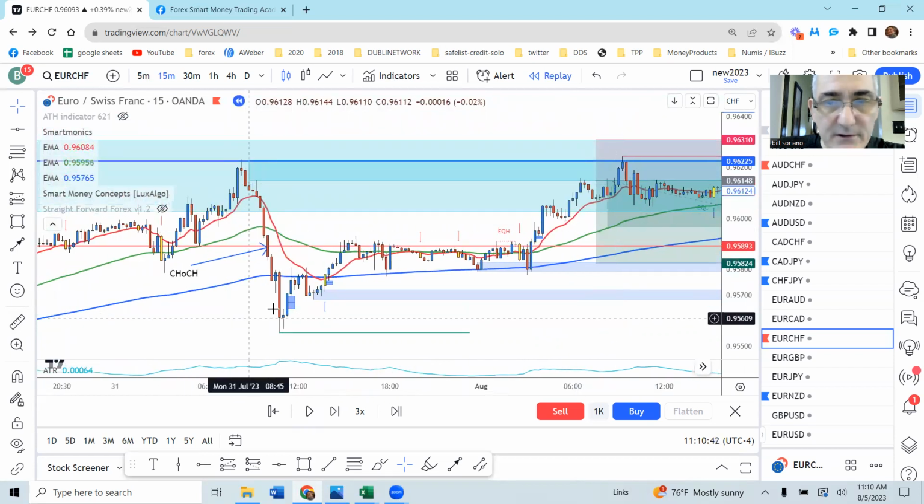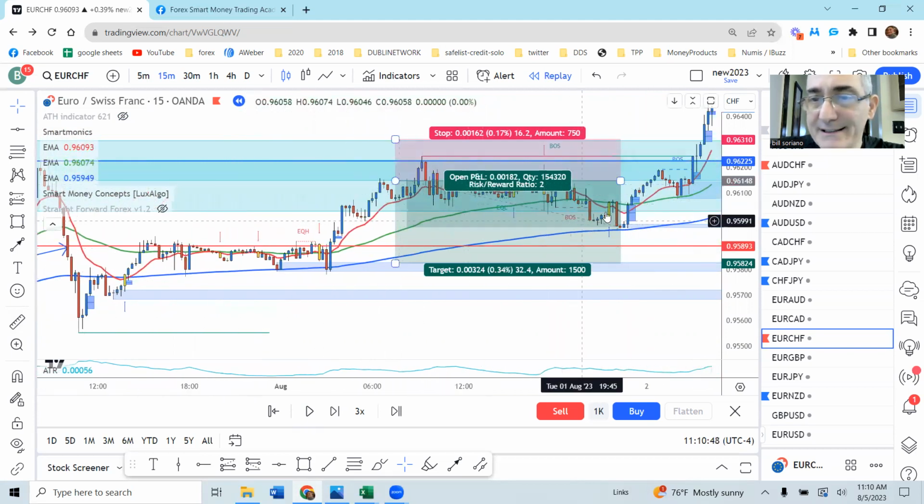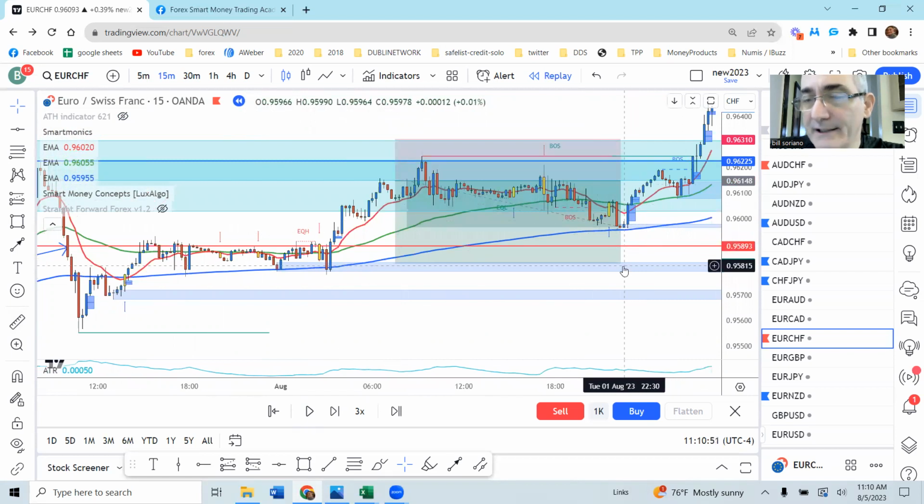We got our change of character. It pulled back to our 15-minute order block where the imbalance was. We got in the trade. It did make a move down, not quite enough to get our 2R gain, and then we got stopped out at a loss, okay?